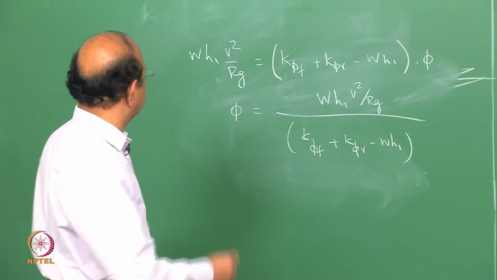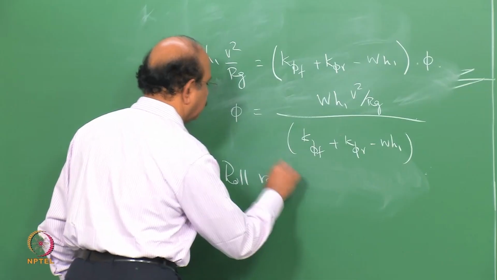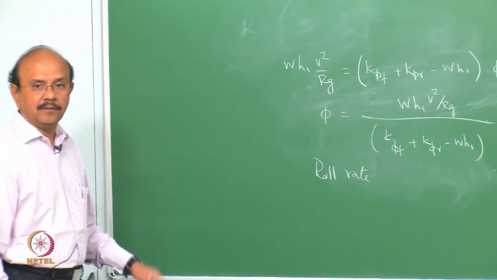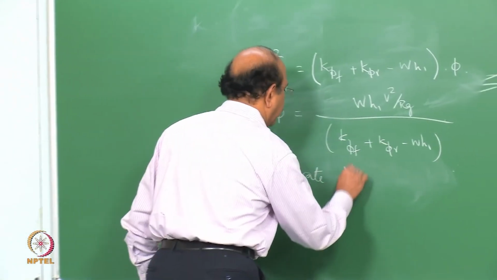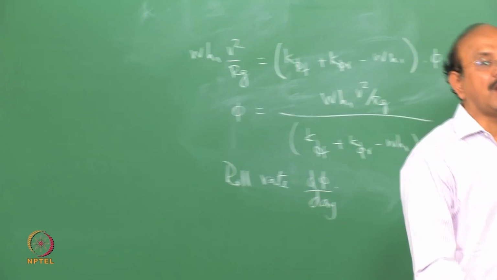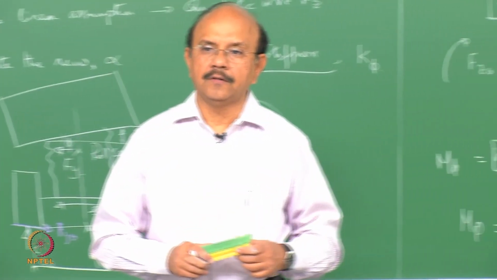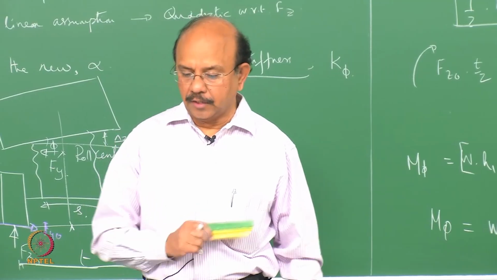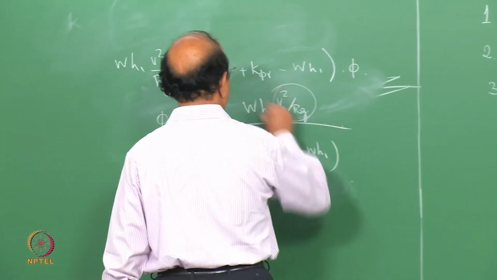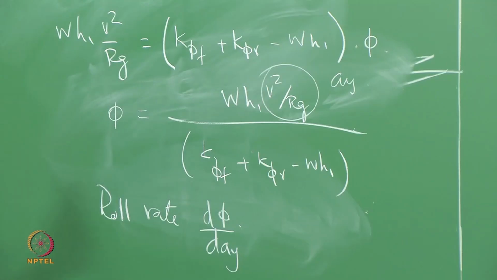Now, the automobile engineers define what is called roll rate, which is d phi by d ay. Note that carefully. It is not phi dot. Though I call this roll rate, it is d phi by d ay. What is that? Simple. That is ay, and so differentiating the first term.